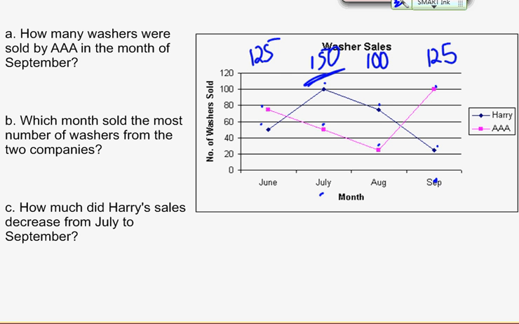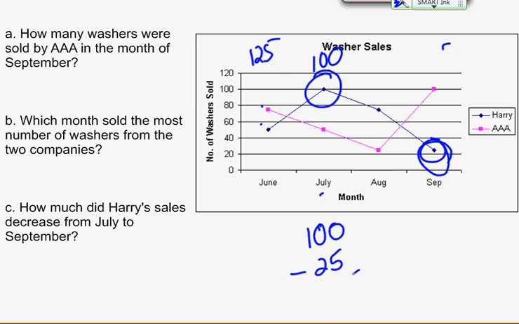Letter C then says, how much did Harry's sales decrease from July to September? July to September. All right. So now as we look at the information, we'll do a quick erase just to get rid of the other work we've been doing. We're looking at the comparison of here to here and see what the decrease is. And so we're starting with 100. We're decreasing, so we're subtracting, and our end amount is about 25. So we're going to go 100 minus 25. And of course, that's going to give us an answer of 75 washers, or a decrease of 75 washers.